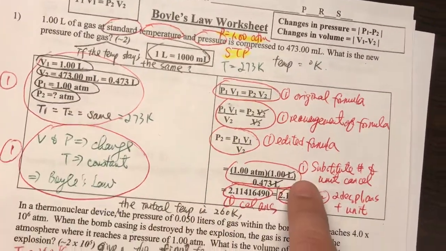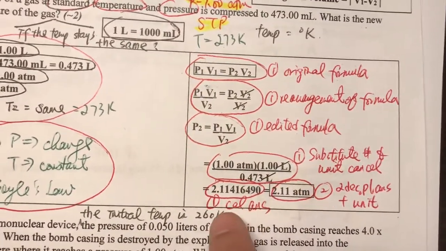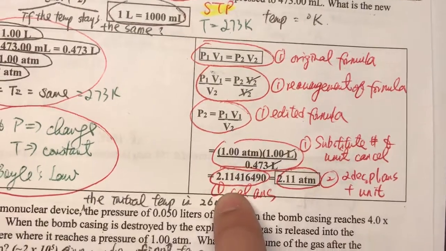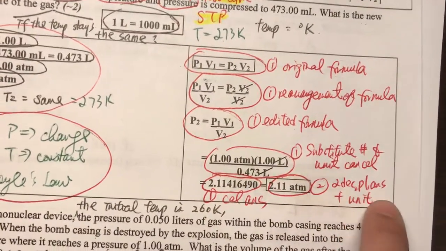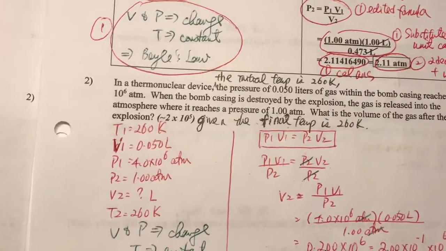Then I substitute my numbers with the unit cancellation. And then finally, I get my calculated answer. And then a 2 decimal place answer with the unit. Okay, so let's look at the second question.